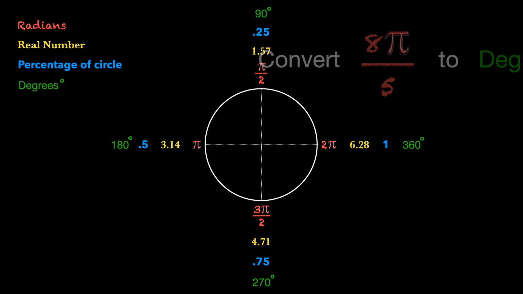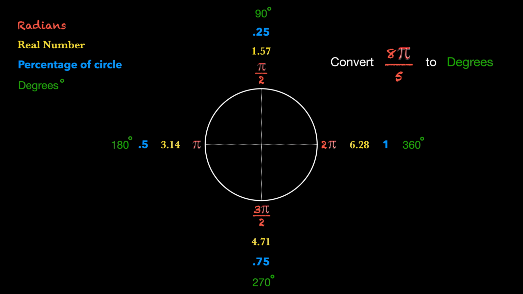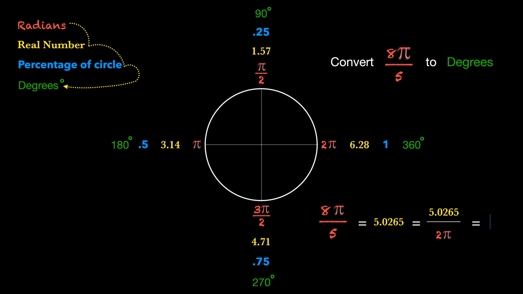What we're going to do is convert 8 pi divided by 5 to degrees. Again, we're going to go from radians to a real number to percentage of circle to degrees. So let's start. Let's first get it to a real number. So 8 pi divided by 5, and we're going to round to 4 decimal places, is 5.0265. Now remember, divide that by 2 pi. That's our next step. Take the real number, divide it by 2 pi. That's going to give us 0.799, which means, again, this is roughly 79.9% of a circle.